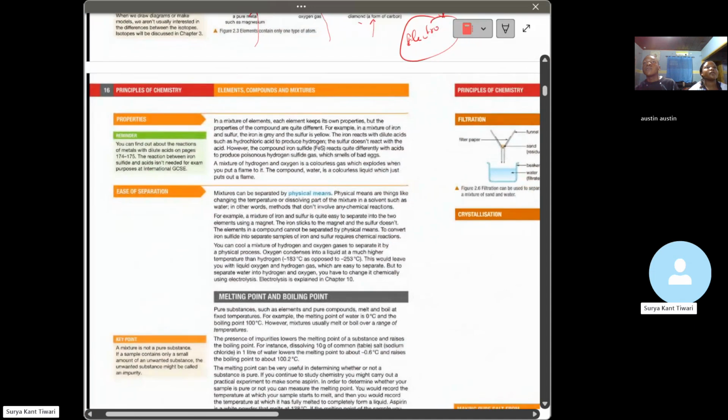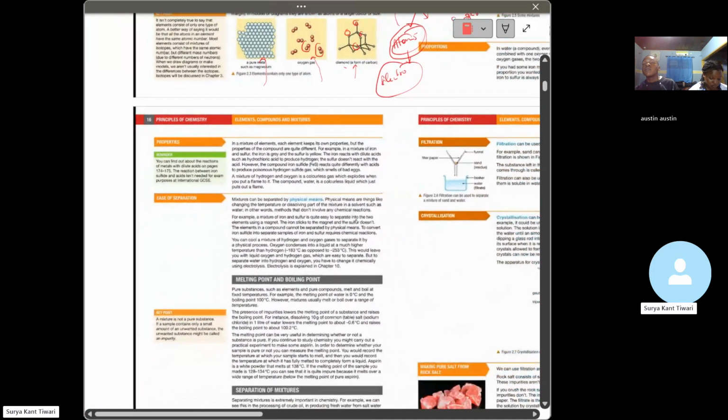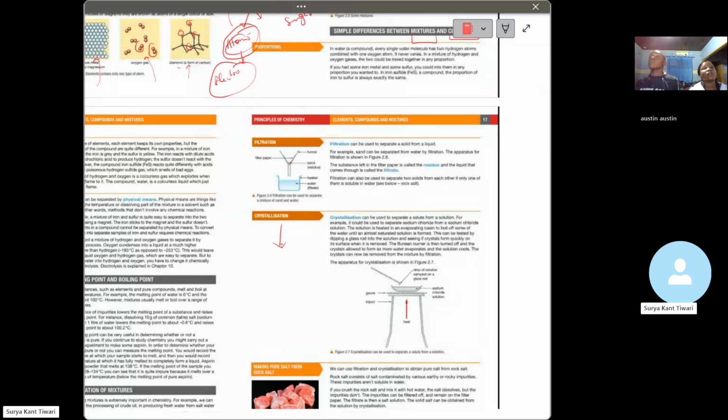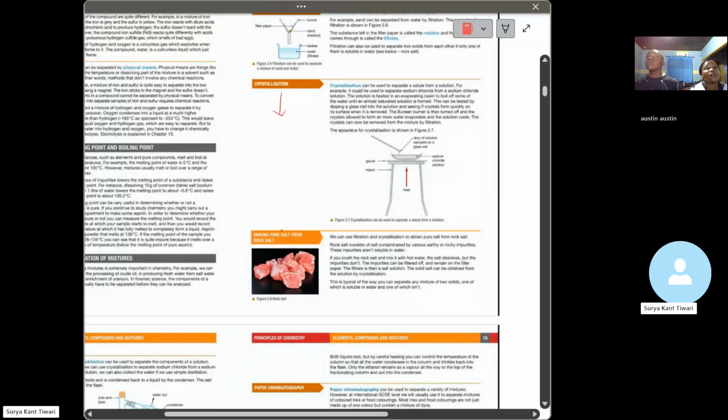And after that, there are some techniques of separation. Like you can filter to separate two things. You can do crystallization, like the way we get salt. We get salt by crystallization. We evaporate the water, crystals are left. See, making pure salt from the rock salt.